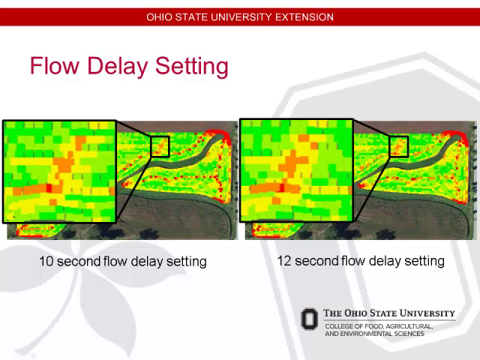So that's one of the challenges I think we're facing with flow delay. When we looked at the data here and in a couple other areas, we ended up choosing 12. And I think if you look at the orange, maybe 10 looks better. If you look at the yellow, which is hard to see on this screen, the 12 is a little bit better.